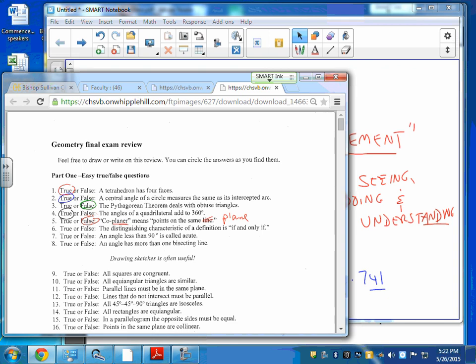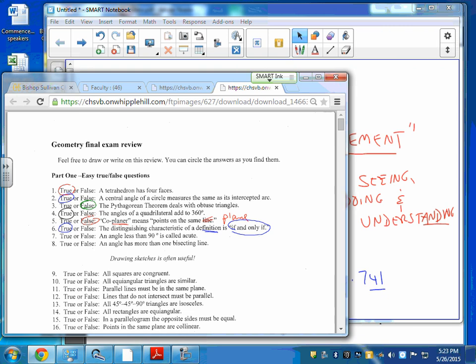Okay, next question, number 6. The distinguishing characteristic of a definition is the phrase "if and only if," and that is a true statement. You might want to go all the way back to chapter 1, or if you just look at the glossary definition, they don't have a definition of a definition. So yes, we should know definitions: if and only if.